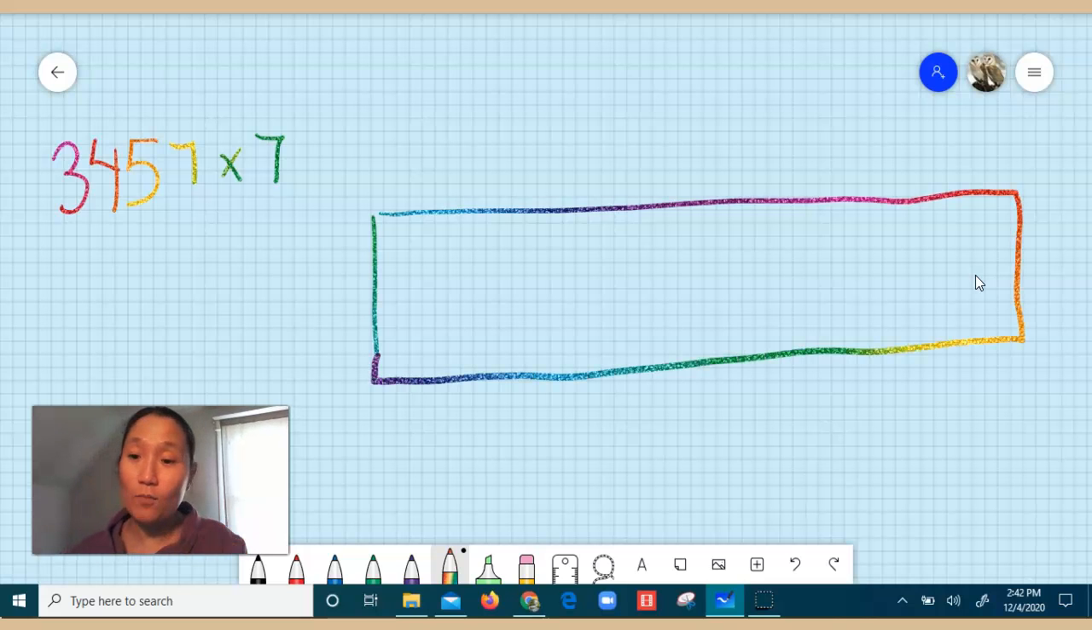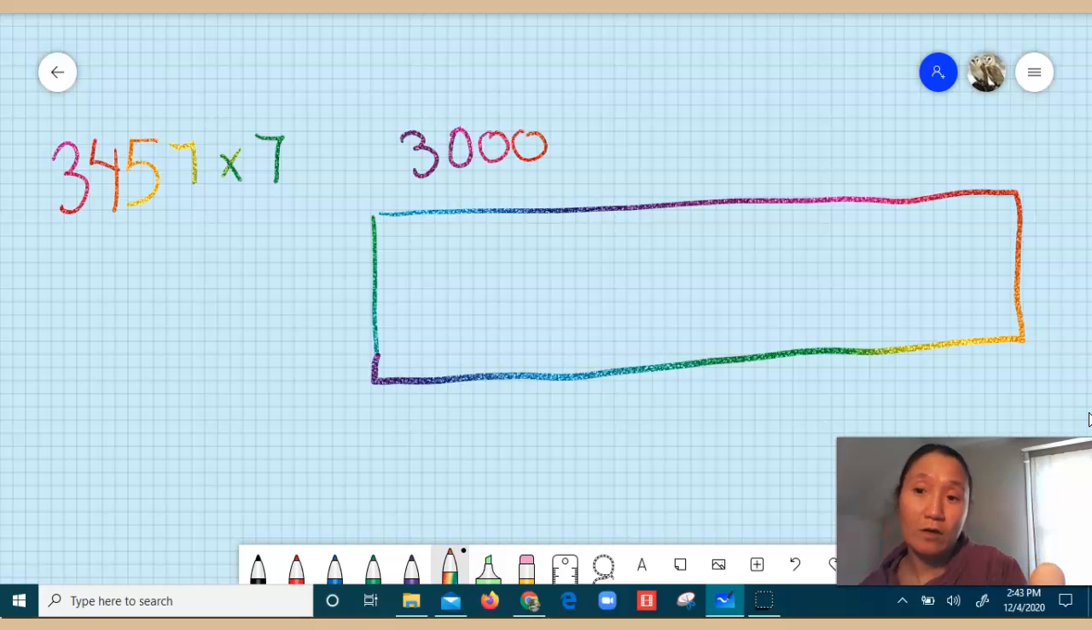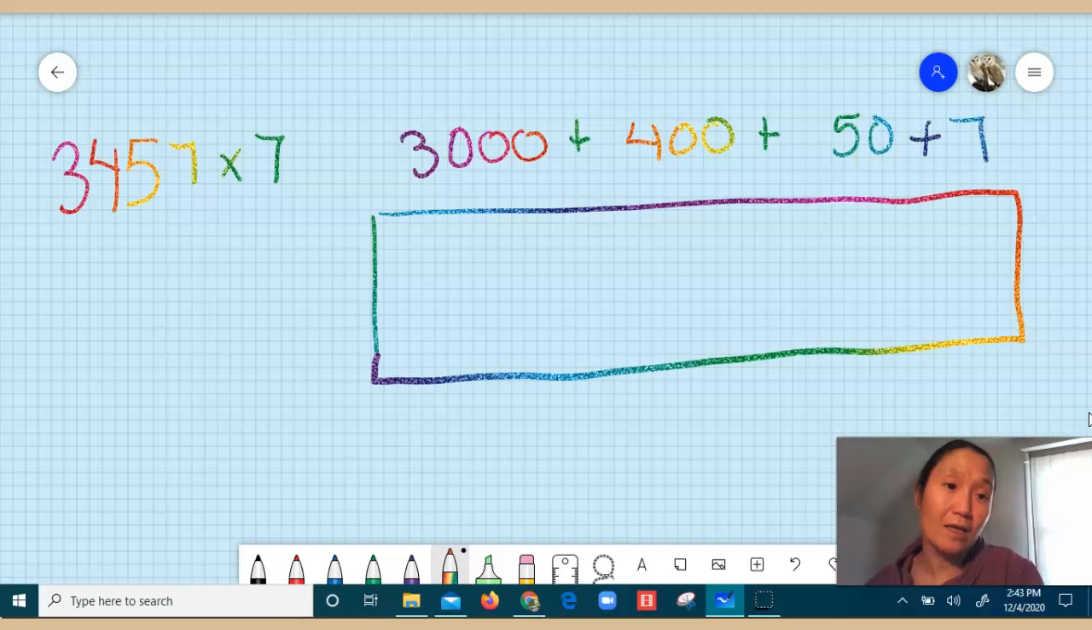Okay. And the open array, again, we are going to break up 3,457 into expanded form. So we're going to break that up, and I'm going to move my face so I have myself a little bit more room here. Maybe I'll put myself down here. Alright, so looking at that, you already know that this number, 3,457, you're going to break it into 3,000 plus 400 plus 50 plus 7. Okay? And then you're going to break your array right where the pluses are.